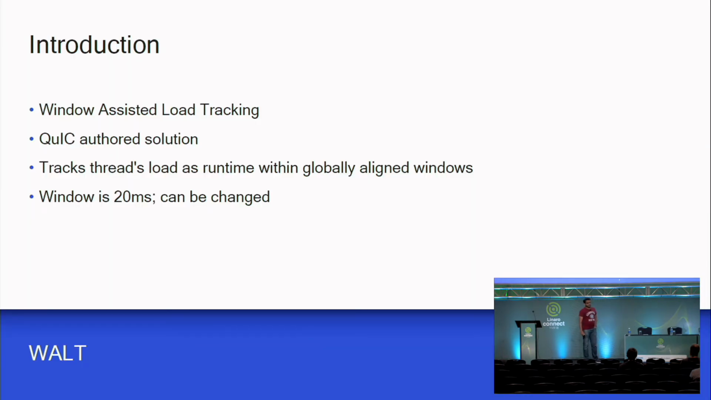To give a quick introduction, WALT stands for Window Assisted Load Tracking. It's a QuIC-authored solution. When I say QuIC, it means Qualcomm Innovation Center. That's who I work for. WALT basically tracks a thread's load as runtime within a 20 millisecond window, and the windows are globally aligned. This work was initially started by Steve Muckle here. So the windows are globally aligned across CPUs, and we measure the load as runtime within the 20 millisecond windows. So it gives a short-term historic view of the thread.